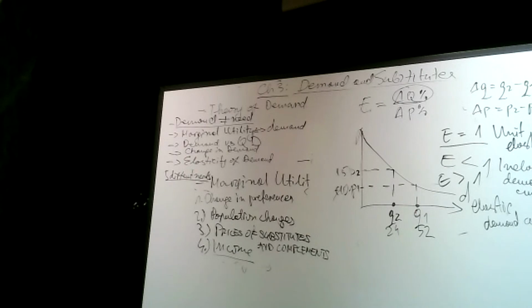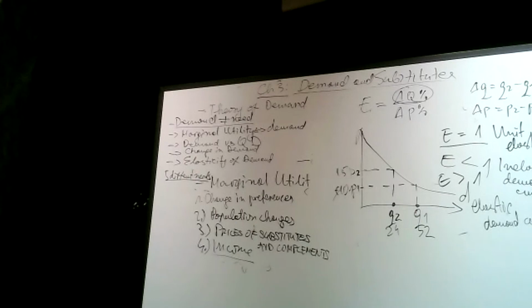What determines elasticity is the availability of substitutes. People are more likely to abandon you if you increase price if they have other good alternatives available to them. If they don't, they may stick with you even if you charge very high prices.